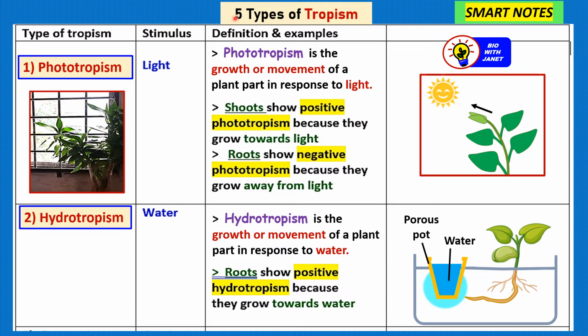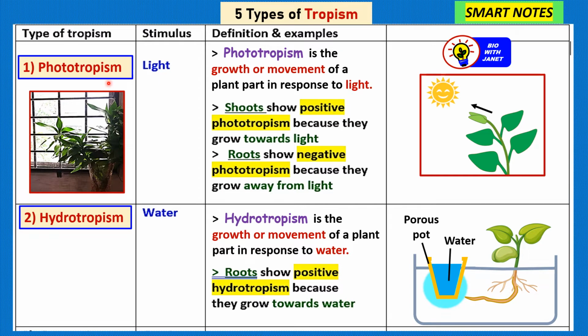Now let's talk about the 5 types of tropism. So here are a series of smart notes for you, and these notes have been organized so that it's easy for you to understand the topic and also to memorize it. So try and use these notes as they are effective in helping you to learn biology and to remember the facts. I've divided the facts into 5 parts: the type of tropism, the stimulus involved, the definition of the type of tropism, examples, and then the pictures.